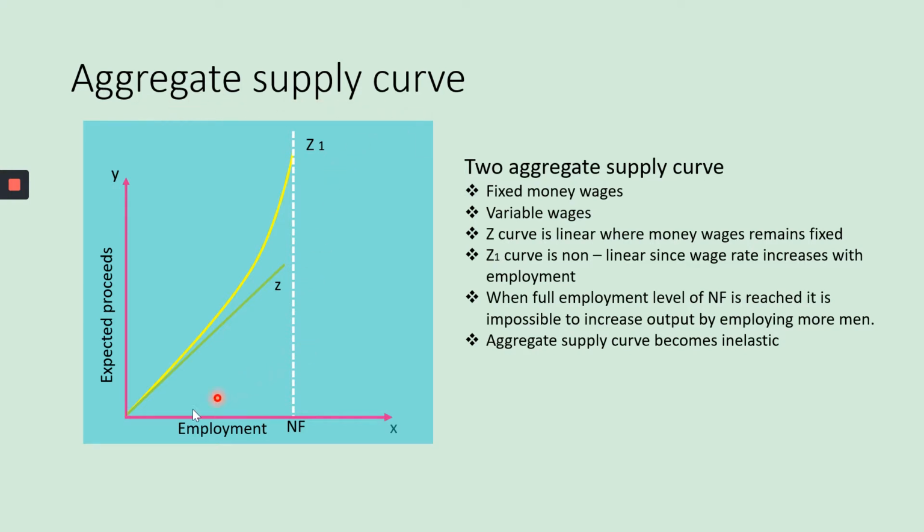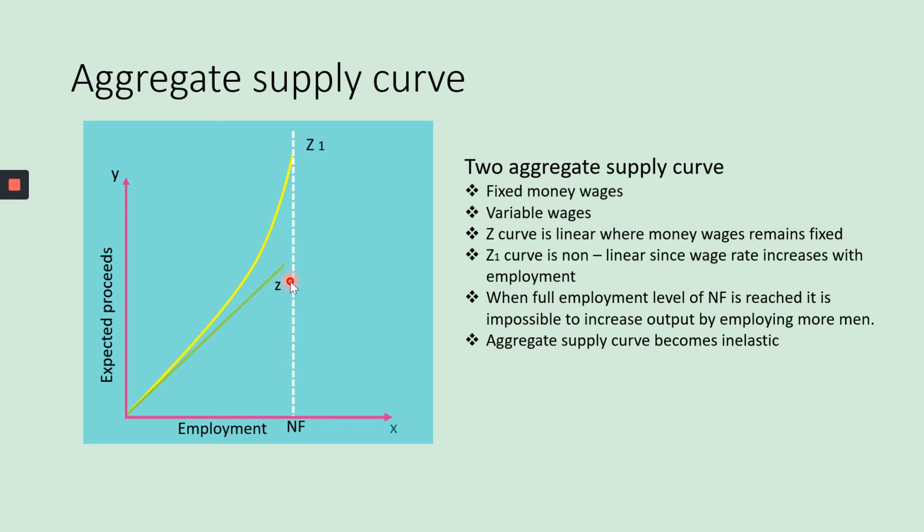Can you see this graph? In this graph, employment is taken on the x-axis and expected proceeds are taken on the y-axis. Here you find two curves, Z and Z1. These two are aggregate supply curves, drawn for the assumption of fixed money wages and variable wages. The green color shows fixed money wages and the yellow color is variable wages.